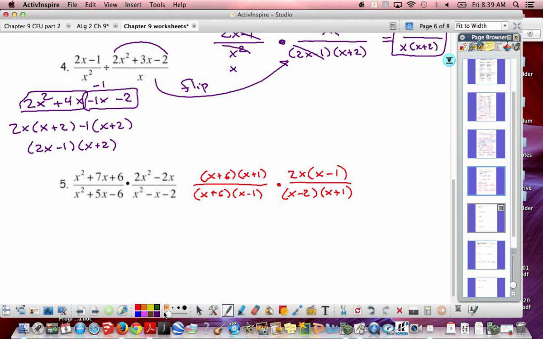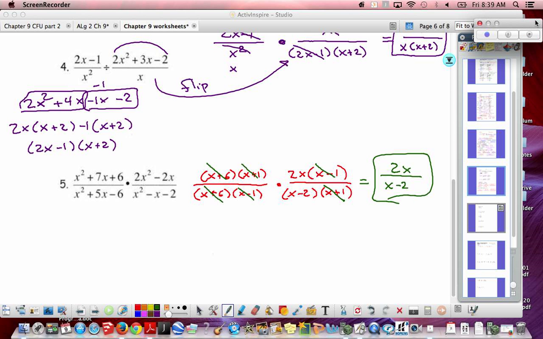So now let's take a look at what happens here. The x minus 1's, x plus 1's, and x plus 6's all cross out, and I'm left with 2x over x minus 2. All right, that finishes day 2 of 9.8.